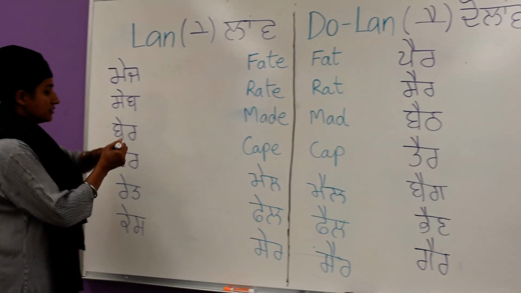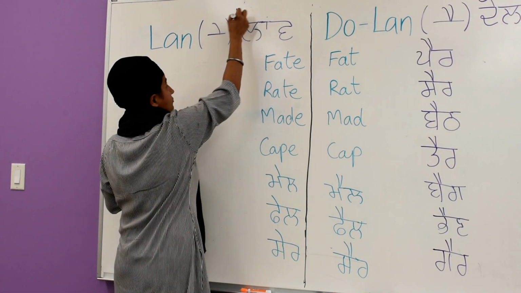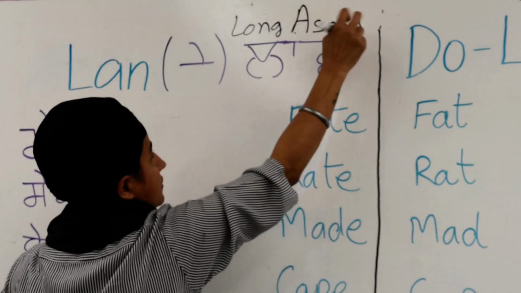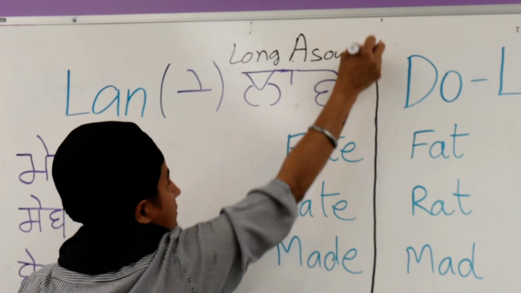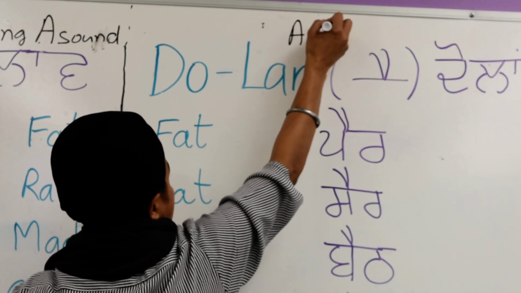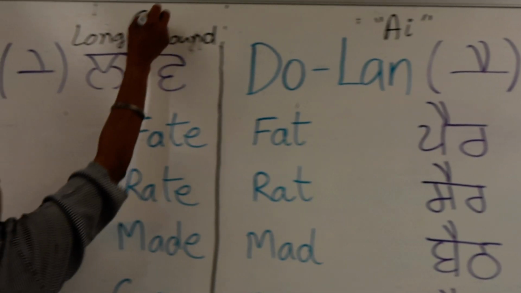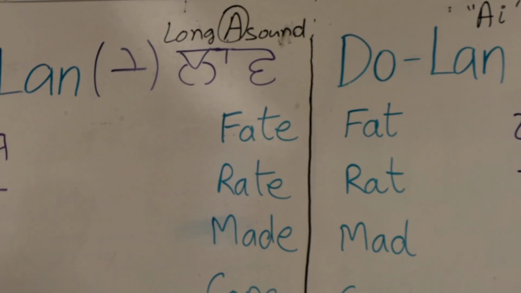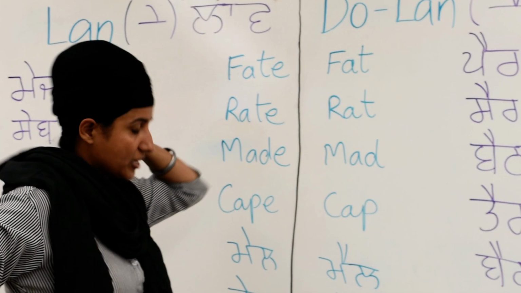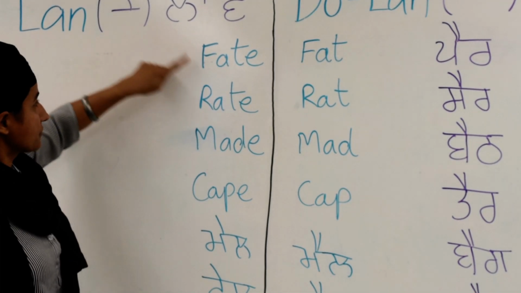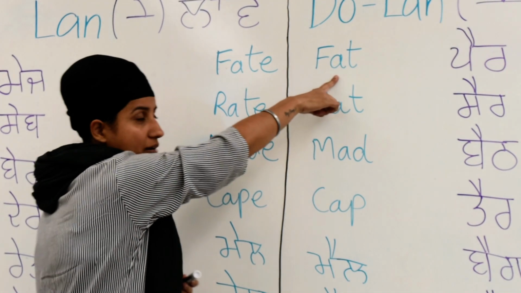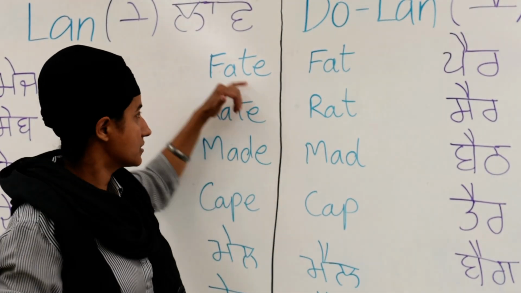So lam is a long A sound, and Do-Lanv is like an AI sound. So this is the A sound, that is the AI sound. Let's do this with some English words so you will have a better understanding. With the lam, it's fat. With Do-Lanv, it's fat. So A sound, this is A sound.